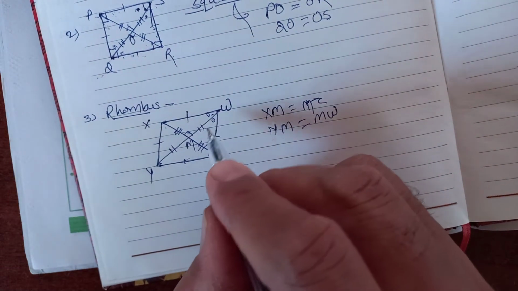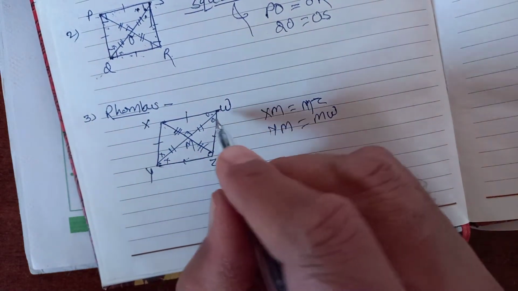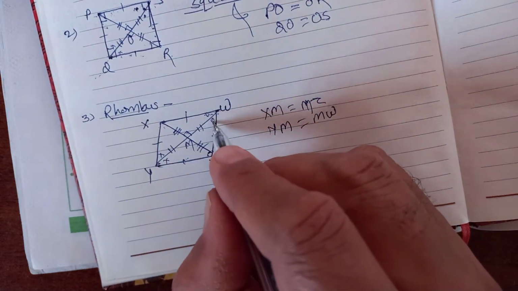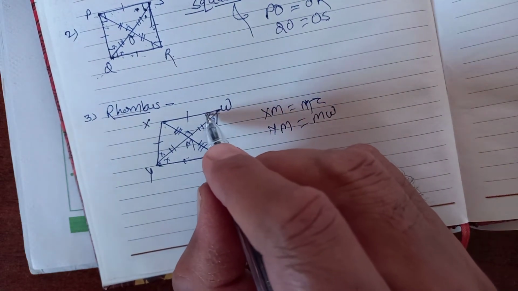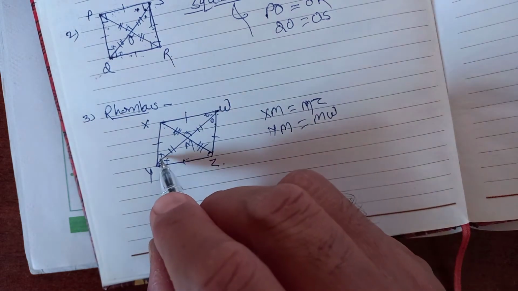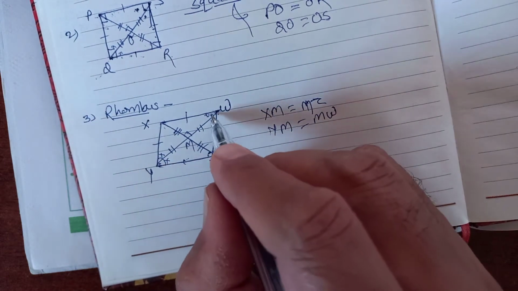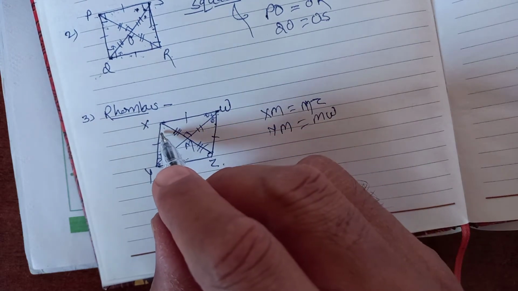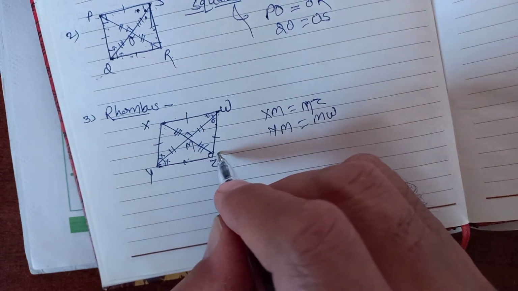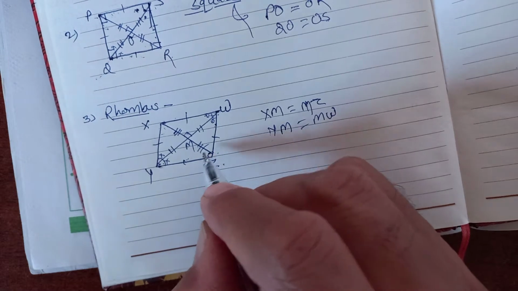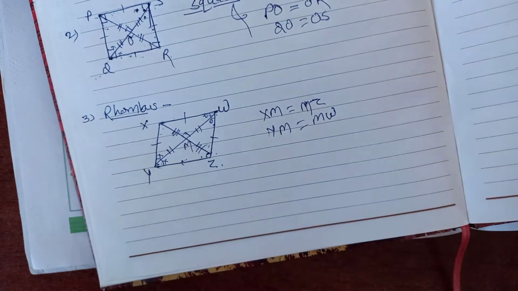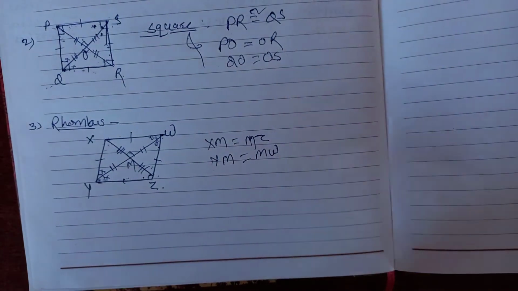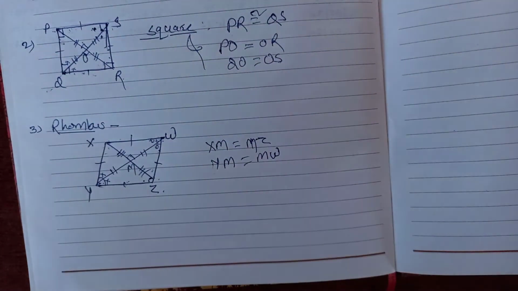Also, they bisect this angle. Whatever the angle is, this is right. Suppose this is 70 degrees, so this is 35, this is 35. And one more property in a rhombus: opposite angles are congruent. This is 70, so this is 70. This is 120, this is 120. Bisect means this is 120, then 60, 60. So these are the properties of all these types of quadrilaterals.